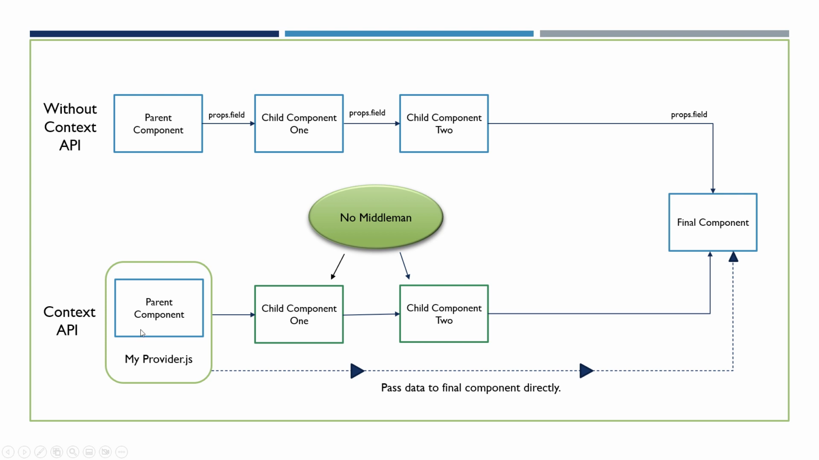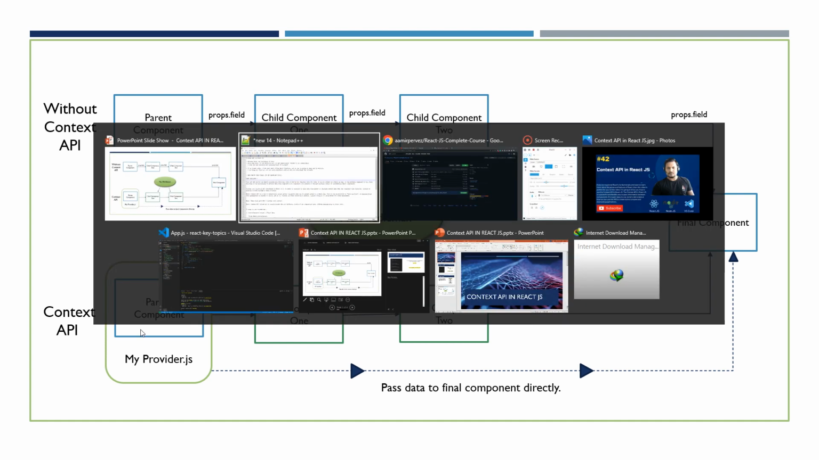And context API has three main things. First is createContext, second is the provider, and third is the consumer. I'm going to explain with the help of an example in detail.